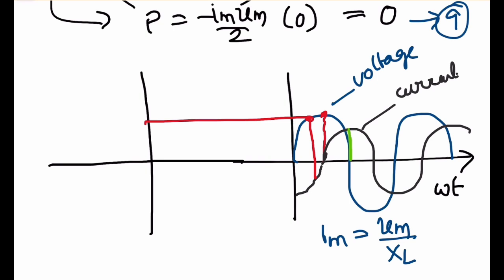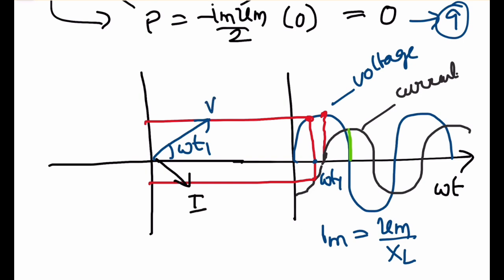The voltage vector at any instant of time, here it is omega t1, you can draw like this. With the x-axis it makes an angle omega t1. Exactly 90 degrees behind that, the current phasor is there. This is the current phasor, and this is the voltage phasor. The angle between them is pi by 2, that is 90 degrees. The voltage phasor goes first, rotating anti-clockwise, and then behind that the current phasor will go. So here our phasor diagram is completed.